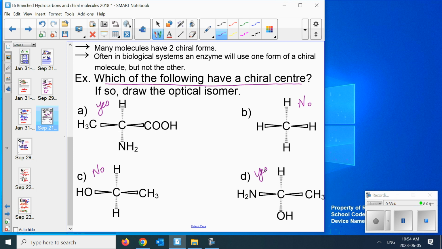Okay? So, to do the mirror image is the quickest way to draw the optical isomer. So I'm going to just do that in red here. I think of this as just drawing a mirror. Put away your stuff, we will continue this tomorrow.